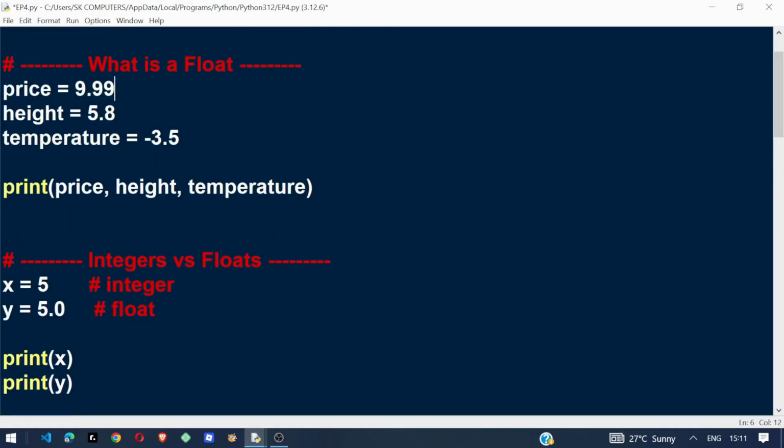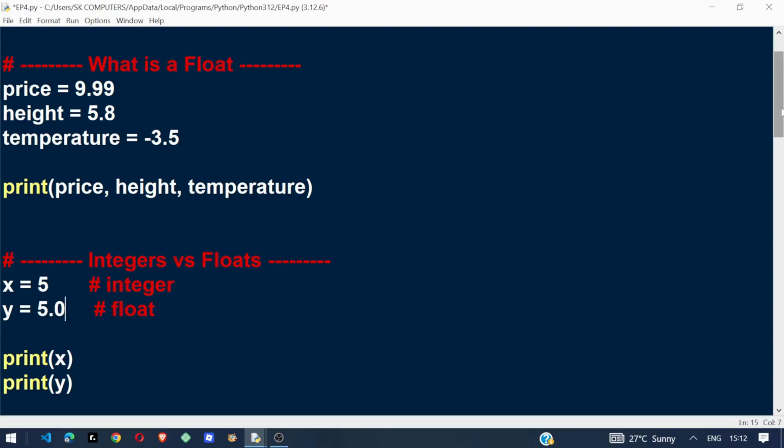This is the difference between an integer and a float. This is an integer. It does not have a decimal, but this is a float because it has a decimal. So it will print x and it will bring the integer, but if you print y, it will bring the decimal. Integers and floats both represent numbers, but they behave slightly differently. Integers are whole numbers. Floats include decimals.